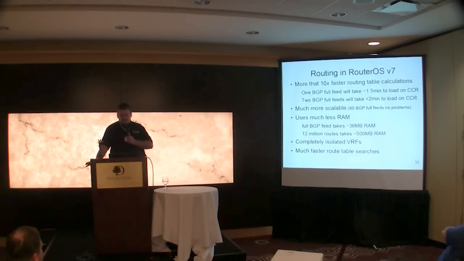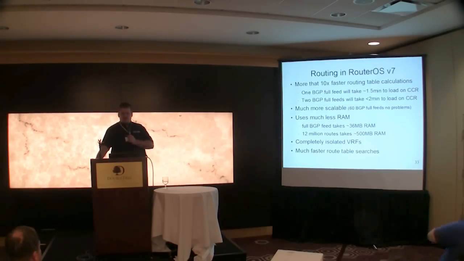So also, the new kernel will allow us to make completely isolated VRFs, and will allow much faster routing table searches. Just to avoid any confusion, both version 6 and version 7 routing calculation will be limited to single core, because you can't simply multi-core that thing. But with these optimizations, we don't think it will be an issue.